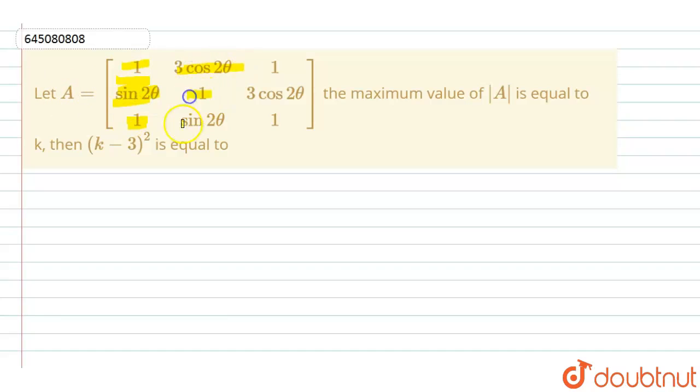Given question is, let A be the matrix [1, sin 2θ, 1; 3 cos 2θ, 1, sin 2θ; 1, 3 cos 2θ, 1]. The maximum value of determinant A is equal to K. Then (K − 3)² is equal to? In this question, we are finding the value of (K − 3)².